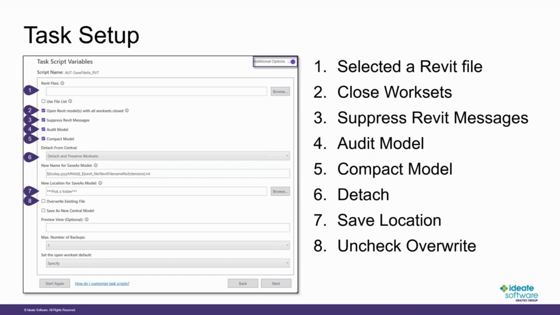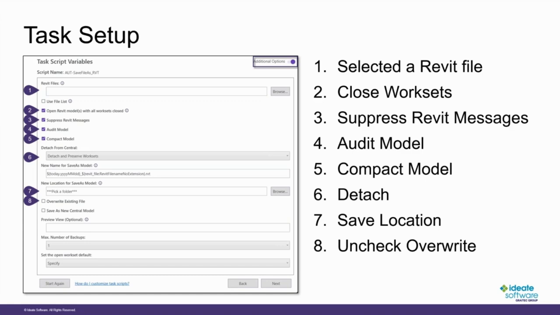So that's why we have so many settings in this list here. Just a note here, in this interface, I have additional options checked on in the upper right-hand corner, which is going to reveal all of these options here. So step number one, like in all of our other tasks, we're going to select a Revit file, right? And this could also be multiple Revit files. The next step I would look at is closing your work sets. Because we're making a copy of this project, there's no need for us to have the work sets open. We could always open them up later if we need to go back to it, but this is just going to allow the process to happen much more quickly.